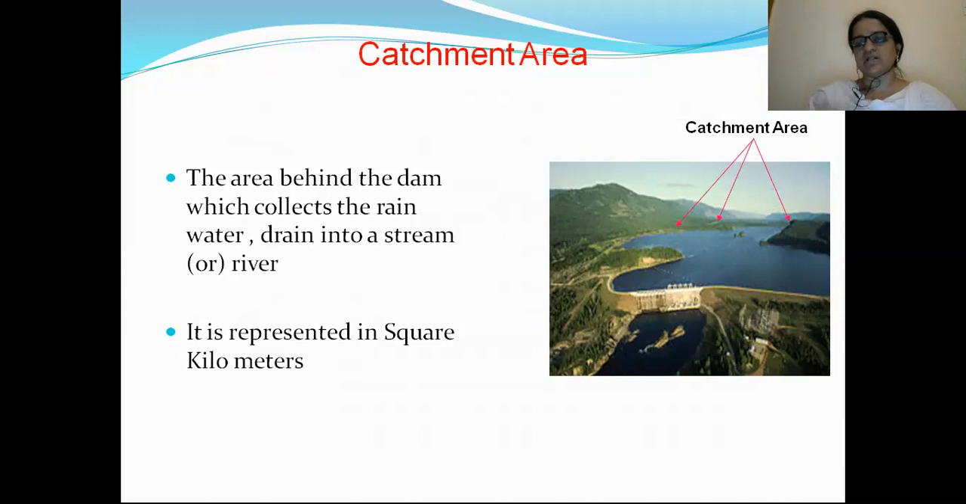How they construct a catchment area: wherever the rain may fall in that area, the water should easily reach the catchment area. This catchment area will be behind your dam, so that the water easily enters from the catchment area into the dam. It collects the rainwater and drains into a stream or river. Catchment area is represented in square kilometers.